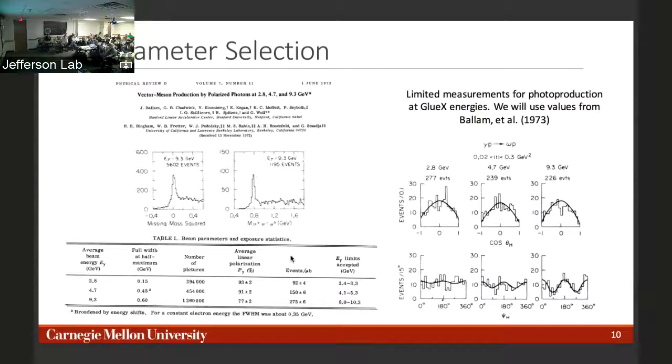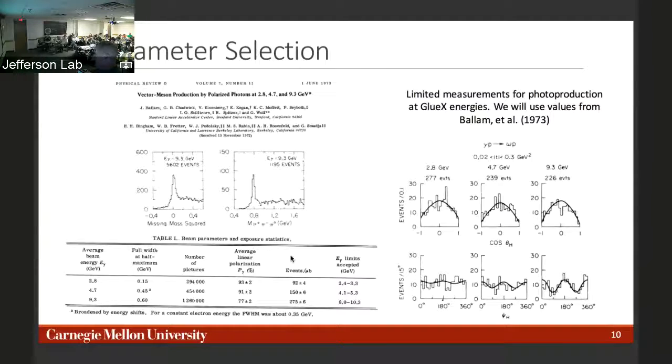It's a bubble chamber experiment, and they use backscattered Compton photons. The linear polarization they get there is actually very high. At the low energies they see 93% polarization, and up at our energies it's actually 77% polarized, whereas GlueX, in the highest part of the coherent peak, is maybe 40%, maybe slightly better, but that's all we will see.